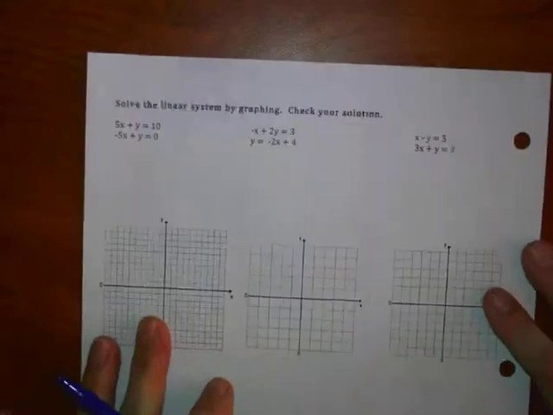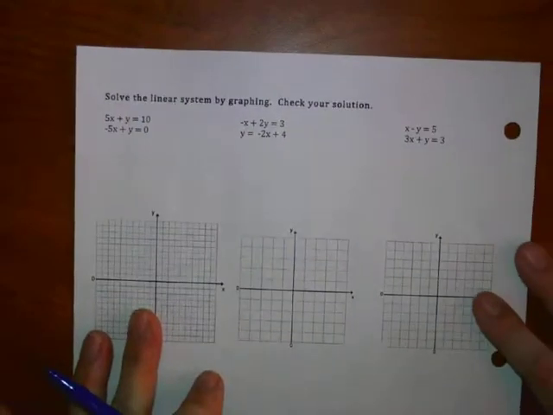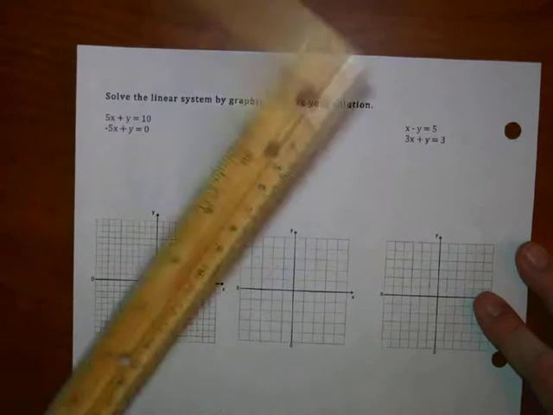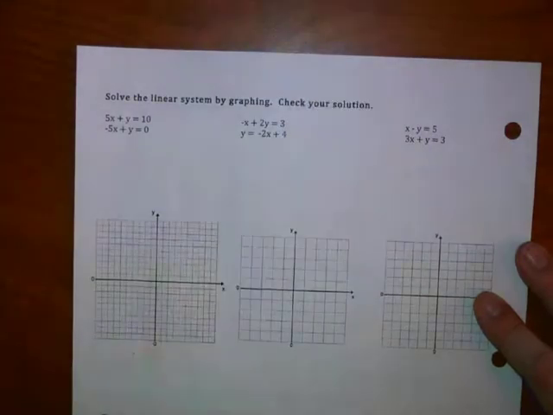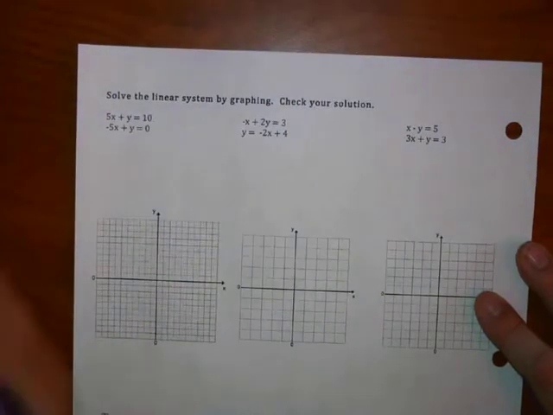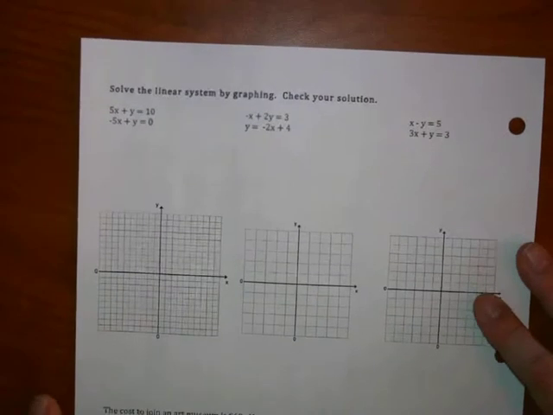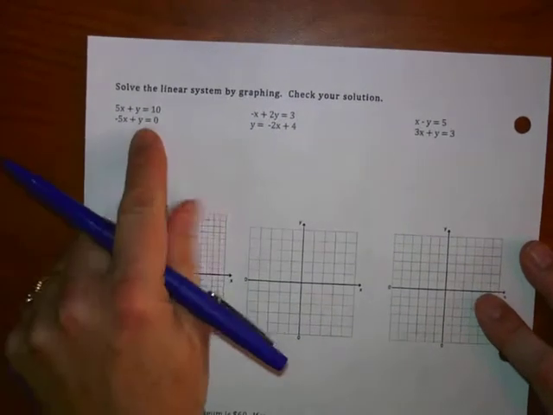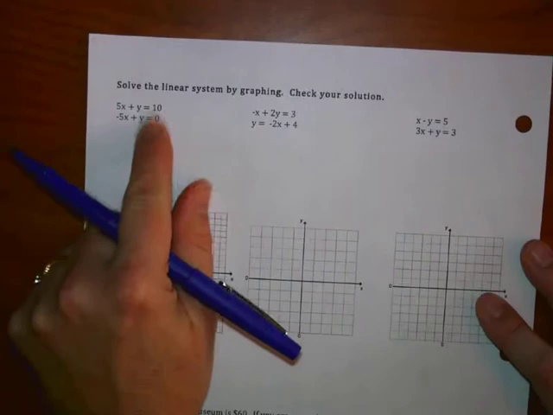Okay, solve the linear system by graphing and check your solution. You should get a ruler, so you'll have straight lines, or some sort of straight edge if you don't have a ruler. Okay? So the first thing we need to do is graph these two equations.